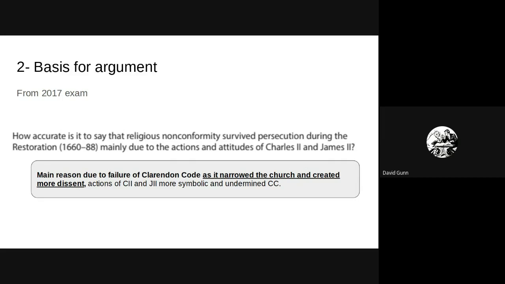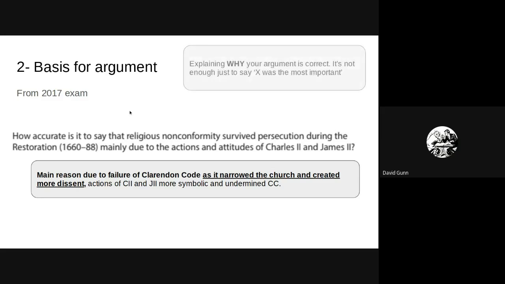You're backing it up. As you can see here, it's saying why your argument is correct, not just leaving it at, overall, it was the Clarendon Code. That's not enough. It's absolutely vital for the top level that you have a basis for your argument. So as I said, when you're planning essays as part of your revision, get used to doing that. Don't just put a circle around the one that you think is the most important. Actually have a basis for your argument, and get used to doing that.